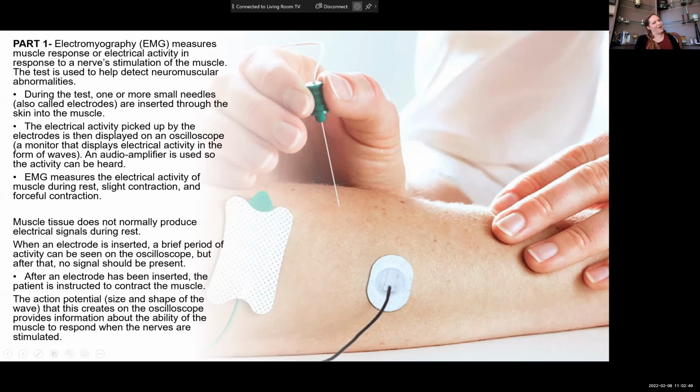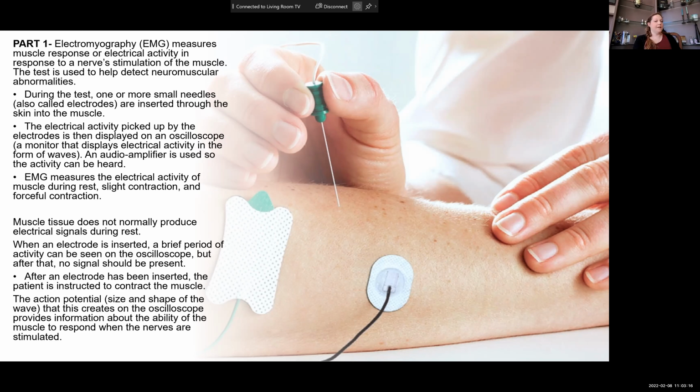The second part is the electromyography. This one is a little different. This measures the response of the muscle to electrical activity. During this test, one or more small needles called electrodes are inserted through the skin into the muscle, and they record the electrical activity. They don't do anything else. Just listen, they record.